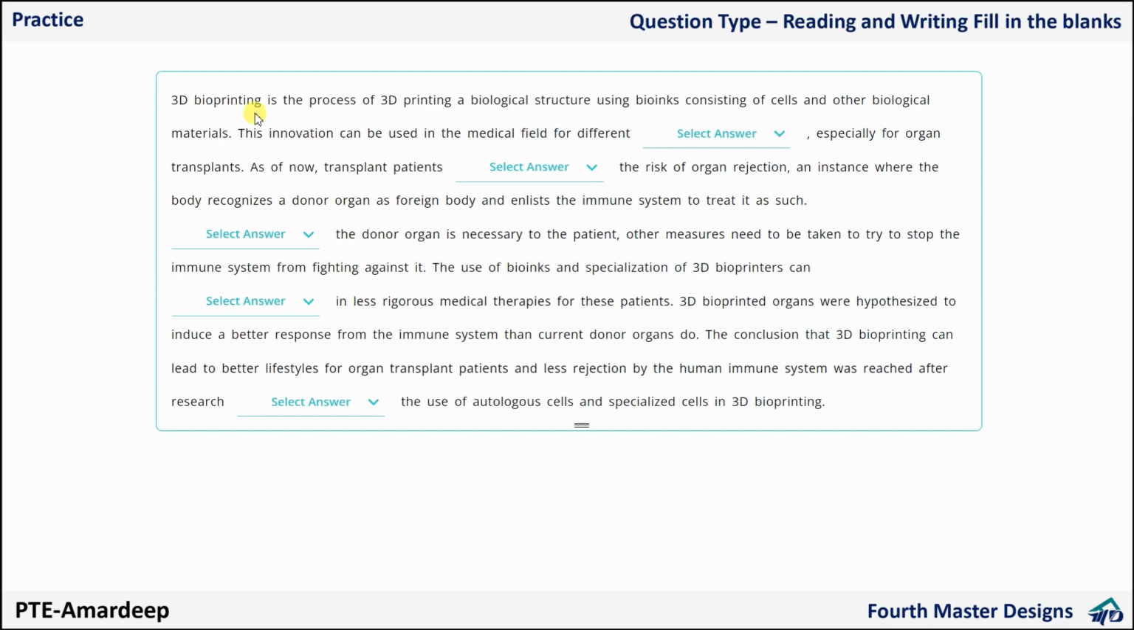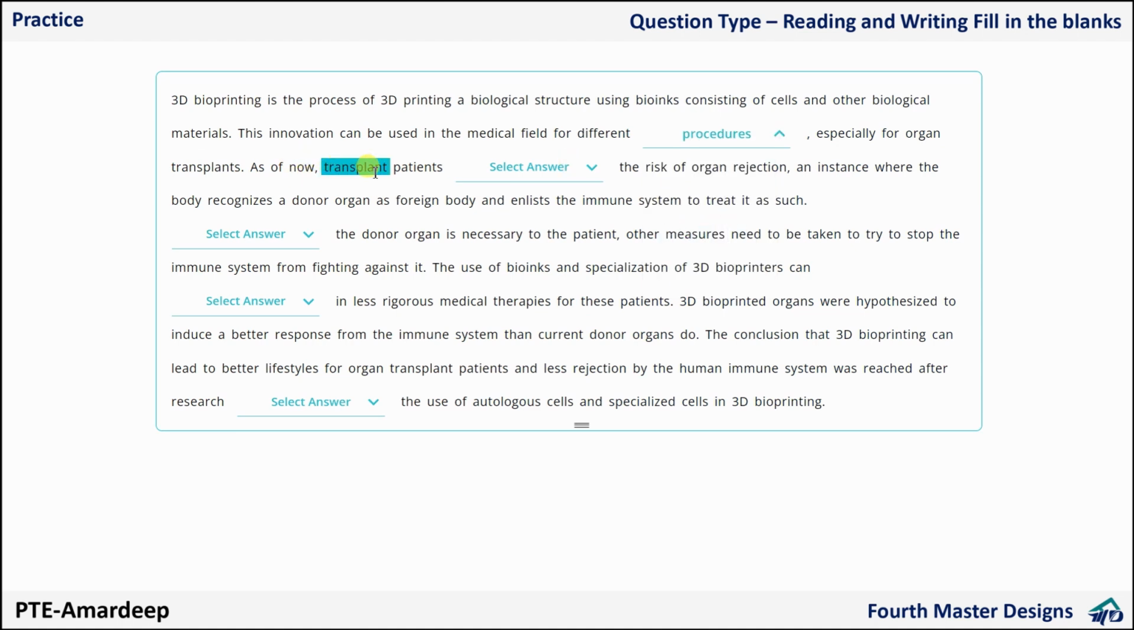The first one for us is: 3D bioprinting is a process of 3D printing a biological structure using bioinks consisting of cells and other biological materials. This innovation can be used in the medical field for different, okay, we have transplant patients, organ, so it is related to medical technology. Organ transplant means some kind of transplant operation for different purposes, processes. I am looking for a similar word. Formalities, adoption, procedures, adaptation. When you are operating on someone, you can't say a particular formality will be used for that operation. Adoption's meaning is different. Procedure, yes, processes. Adaptation is different. So I can eliminate these three very easily and go with procedures.